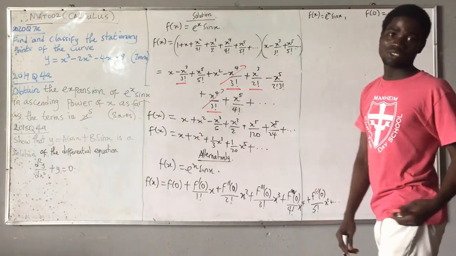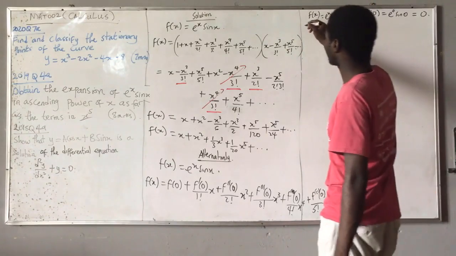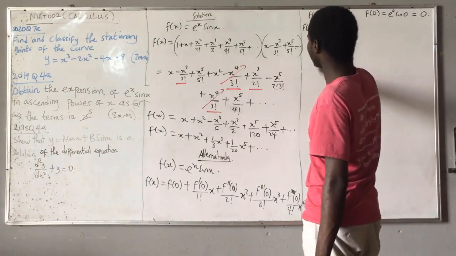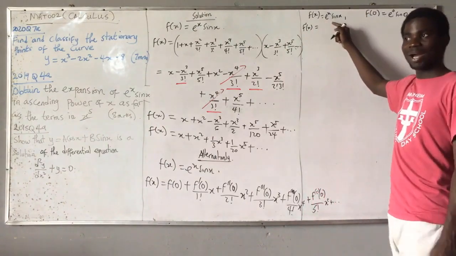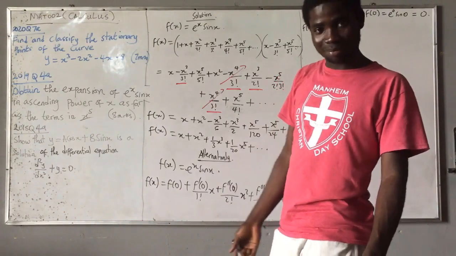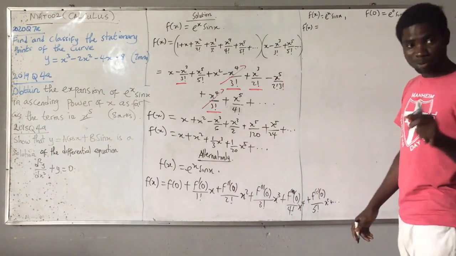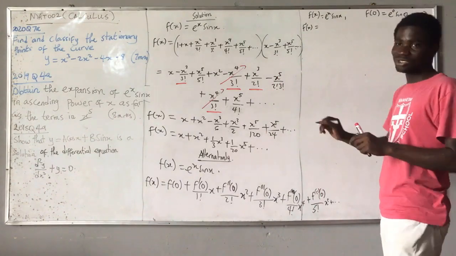E raised to power 0 is 1, but sin 0 is 0. 1 times 0, the answer is 0. So differentiate this one, f prime of x. F prime of x will be what? There are two things, e raised to power x and sin x. Don't go and use the product rule explicitly here, you will waste time. Just do it as if you are using the product rule, but don't write it out explicitly.